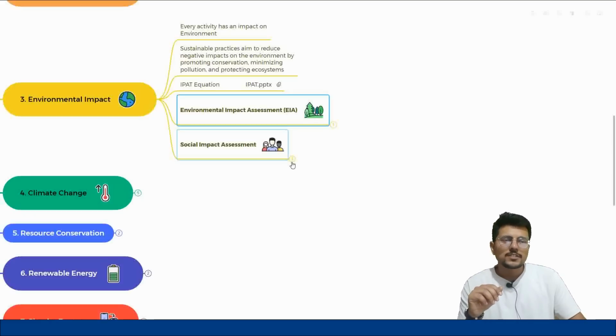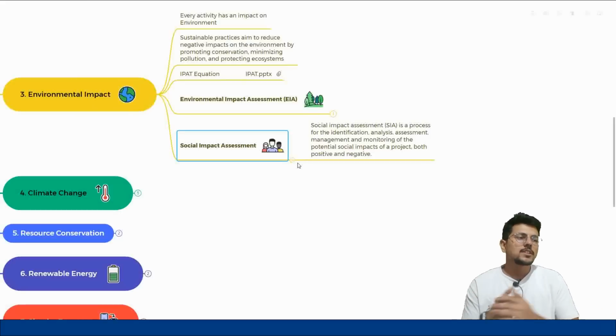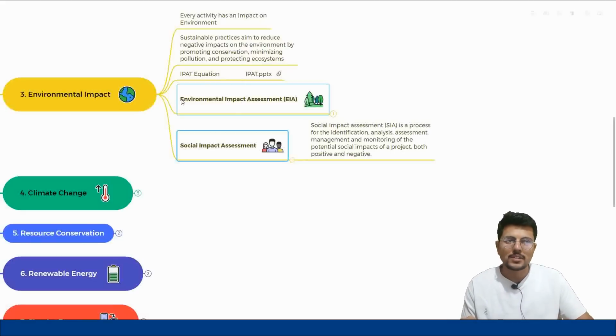Then the second kind of assessment, I would say, is social impact assessment or SIA. Social impact assessment is a process of identification, analysis, assessment, management and monitoring of the potential social impact of any project, both positive and negative. So not only do we as an organization, or we as people, harm or impact the environment, but the society at large as well. So social impact assessment analyzes it and how do we reduce the negative impacts of all these activities.